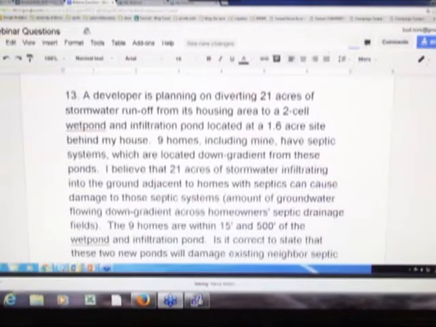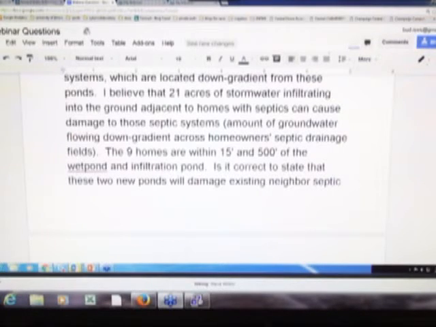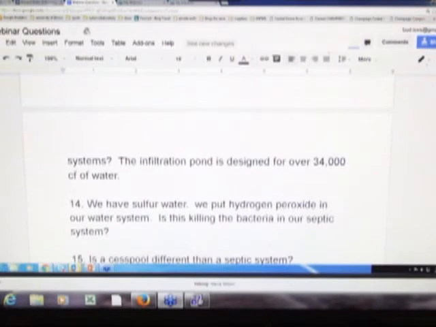Nine homes, including mine, have septic systems, which are located down gradient from these ponds. I believe that 21 acres of stormwater infiltrating into the ground adjacent to homes with septics can cause damage to the septic systems, given the amount of groundwater flowing down gradient across homeowner septic drainage fields. Nine homes are within 15 feet to 500 feet of the wet pond and infiltration pond. Is it correct to state that the 2 new ponds will damage existing neighbors' systems? The infiltration pond is designed for over 34,000 cubic feet of water.